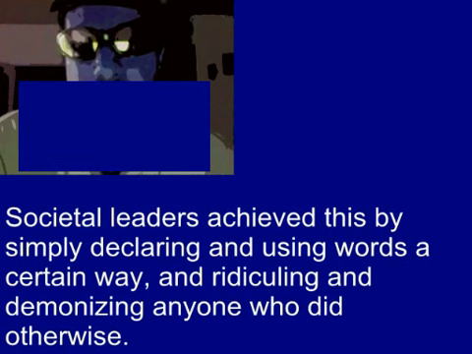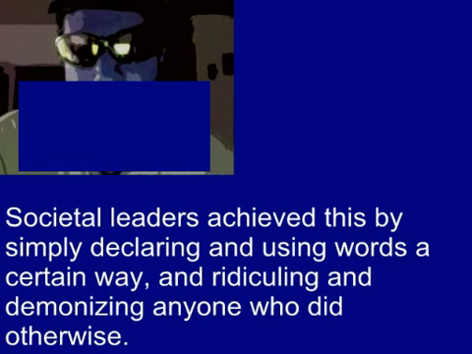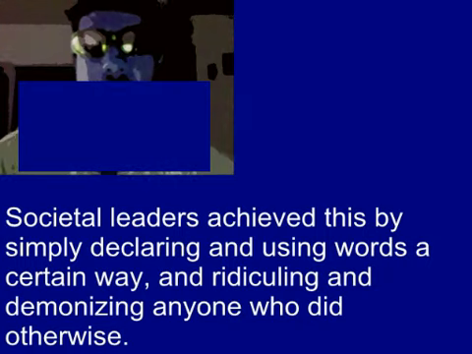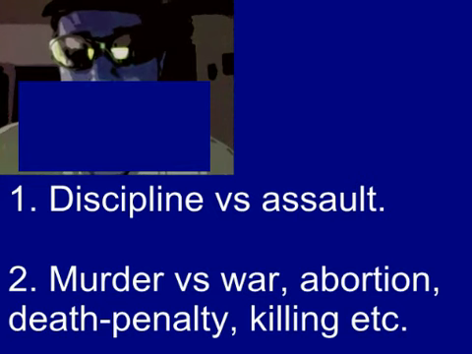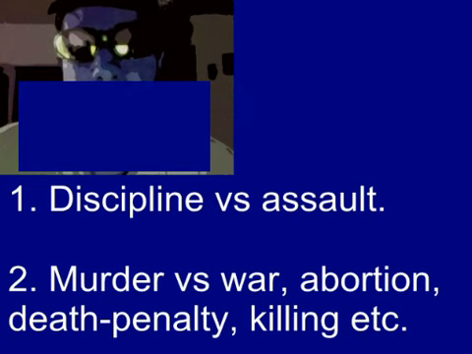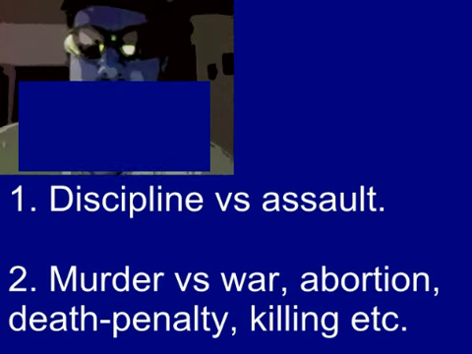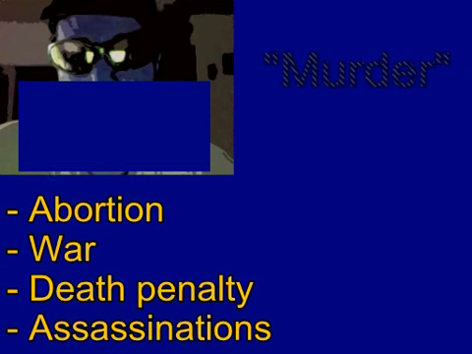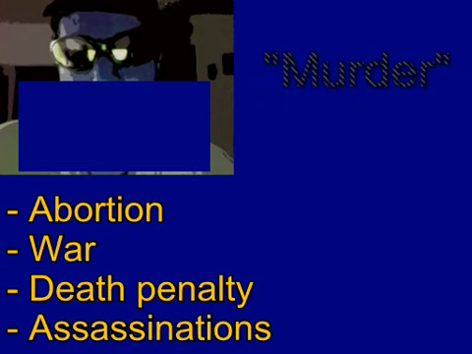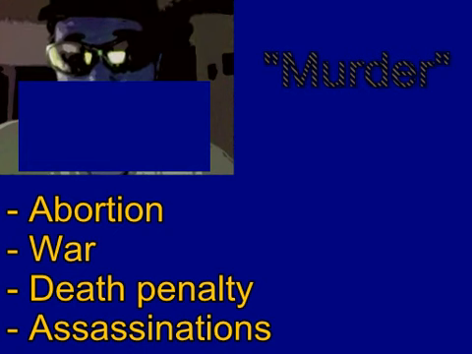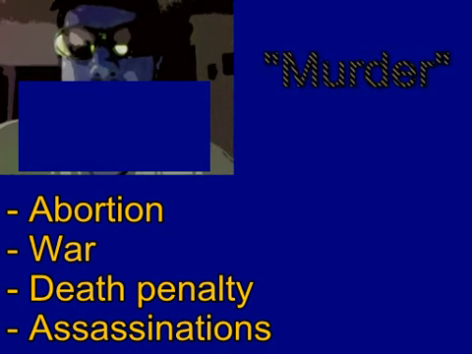Now, the two groups of words we're going to look at today, folks, are going to be things like discipline and spanking versus assault, and murder versus killing. Now, I think I'll start today, folks, with the latter. Now, societies support murder in various forms, including abortion, war, death penalty, assassinations, and so on.